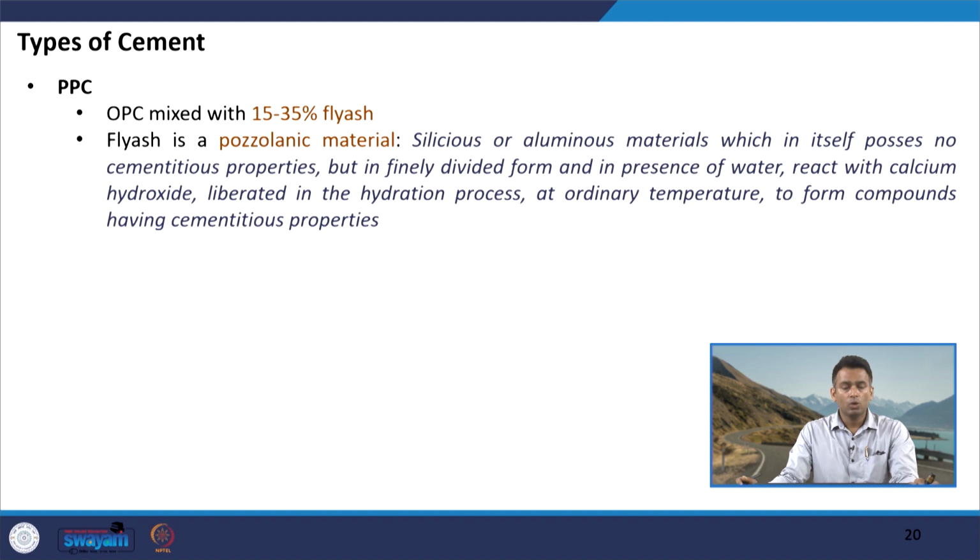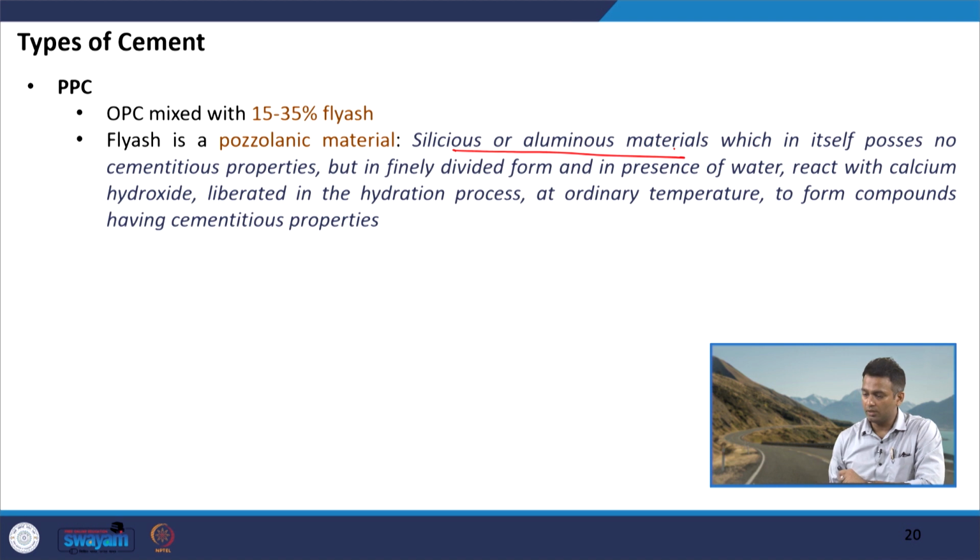Let us talk about PPC, which is a type of blended cement. Here, ordinary Portland cement is mixed with around 15 to 35% fly ash. So, what is fly ash? Fly ash is a pozzolanic material, and how do we define a pozzolanic material? Pozzolanic materials are siliceous or aluminous materials which in themselves possess no cementitious properties, which means they cannot hydrate on their own. If you mix a pozzolanic material with water, it will not give you a cementing product, just like we saw in the case of cement.